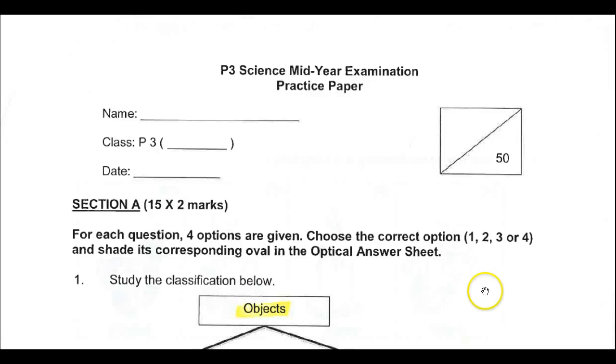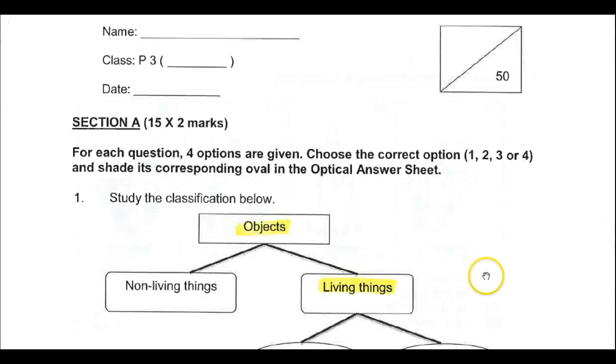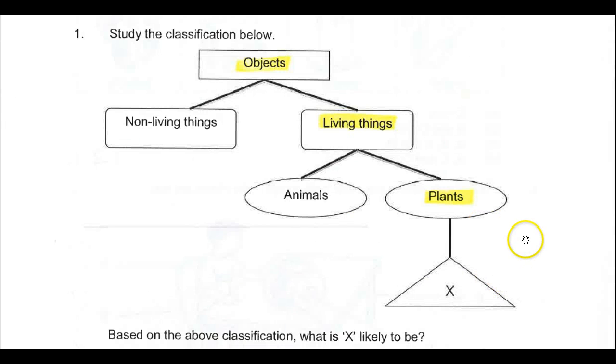Where we've just done your mid-year examination practice paper. Okay, we go through this, right? This is the classification diagram here. What is X? X must be a plant. Of course, a plant is a living thing, and classify as objects, okay?